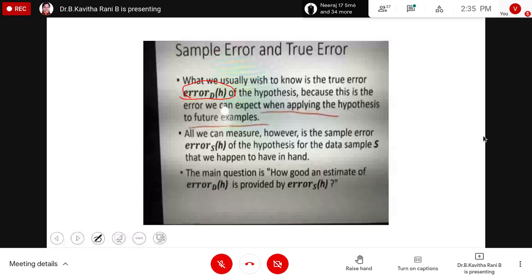Of the hypothesis, because this is the error we can expect when applying the hypothesis to future examples. Then there only we can know our hypothesis is working accurate or not. All we can measure, however, is the sample error of the hypothesis for the data sample that we happen to have in hand.